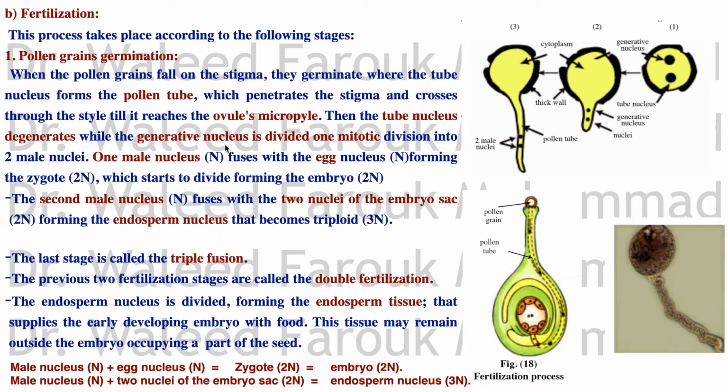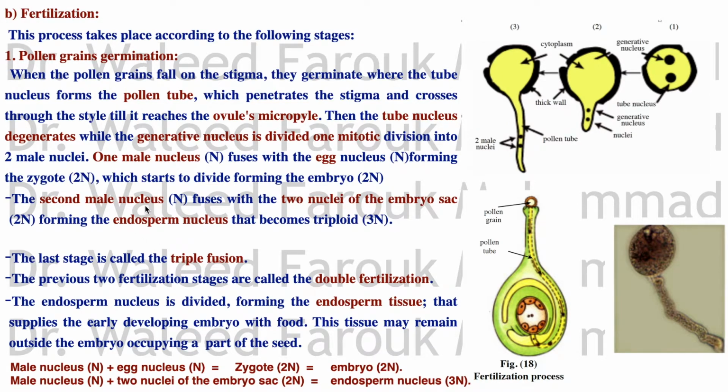Again, the generative nucleus divides by one mitotic division into two male nuclei. One male nucleus fuses with the egg, so it fertilizes the egg. A haploid and a haploid means diploid number, so the zygote is diploid. Okay? And then it starts to divide to form the embryo. So the male nucleus, haploid, plus the egg nucleus, haploid, forms the zygote, which is diploid, that forms the embryo, which is diploid. What about the second male nucleus?